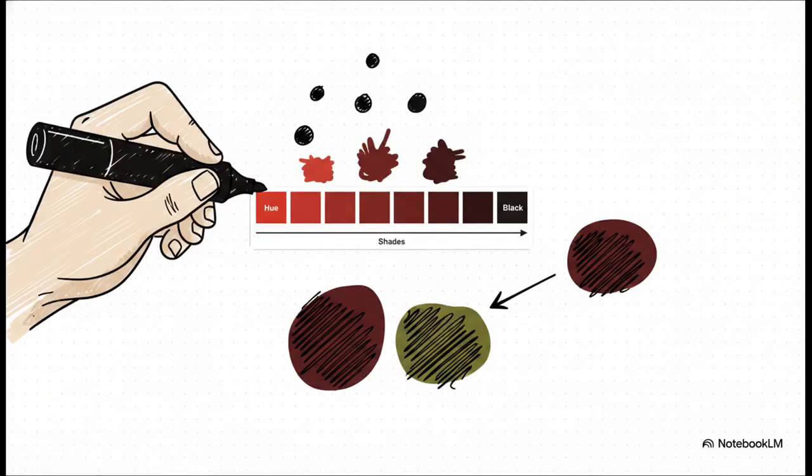But look what happens when we move in the exact opposite direction. A shade is created by adding black to a hue. This darkens the value of the color significantly. So taking that same pure red hue and adding black to it, you create maroon, which is really just a dark shade of red. The exact same thing goes for olive, which is just a shade of green.